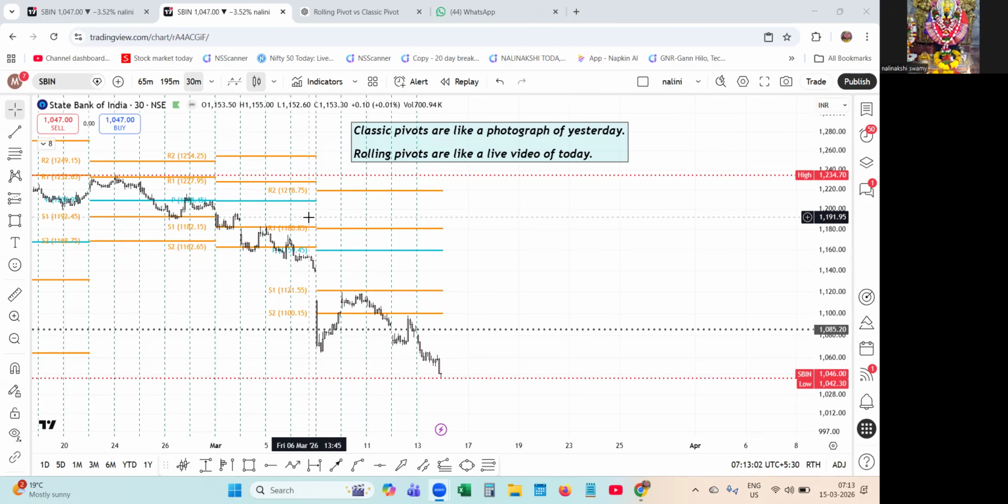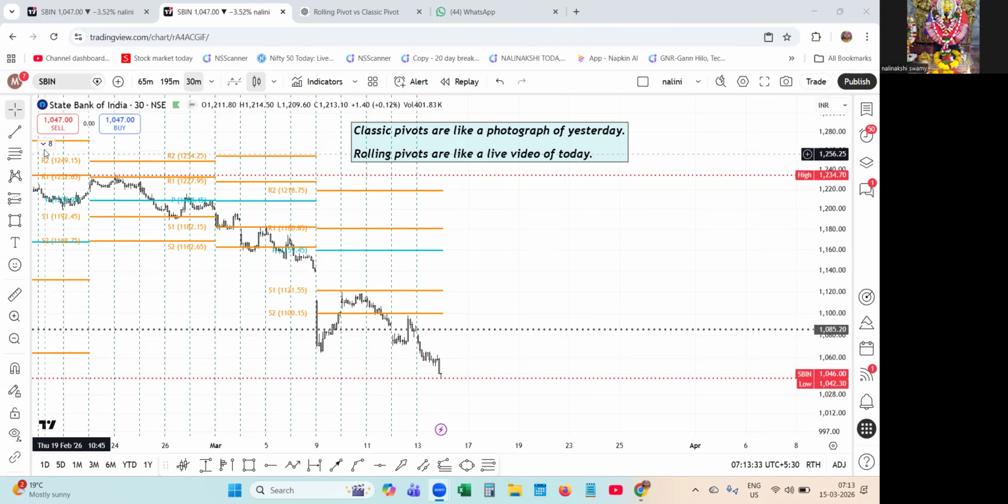You might have experienced this by using these pivots. But the market is dynamic. When you are trading intraday, you need to be dynamic. Liquidity changes, momentum changes, sentiment changes. How can you handle all those things with dead pivots? It's not possible. And this is where rolling pivots become extremely powerful.